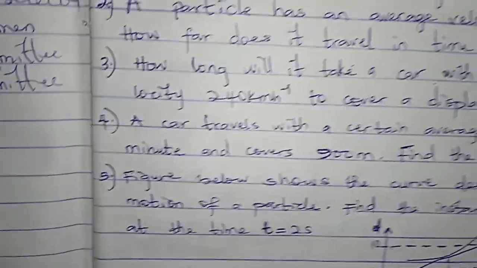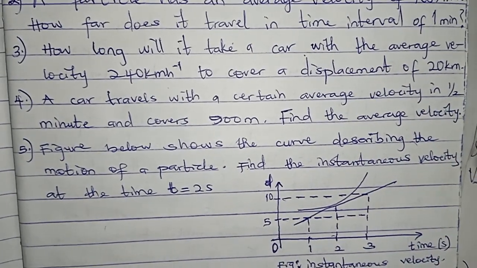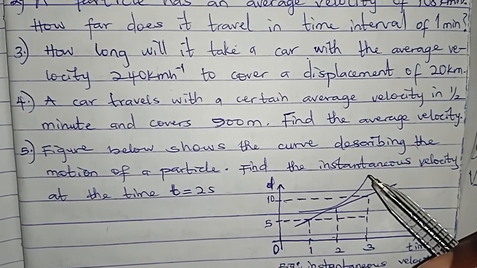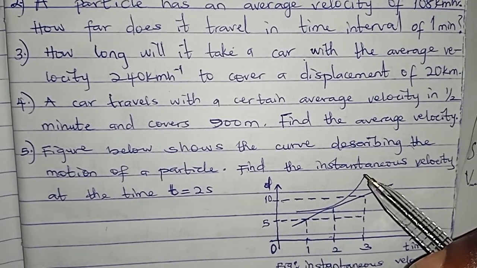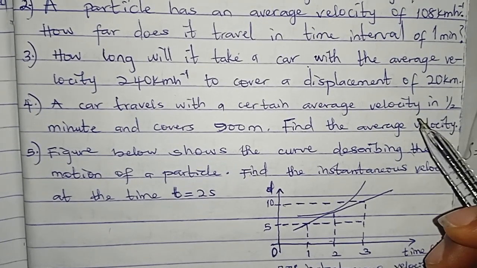Let's go to question 4. A car travels with a certain average velocity in half a minute, which is 30 seconds, and covers 900 meters.